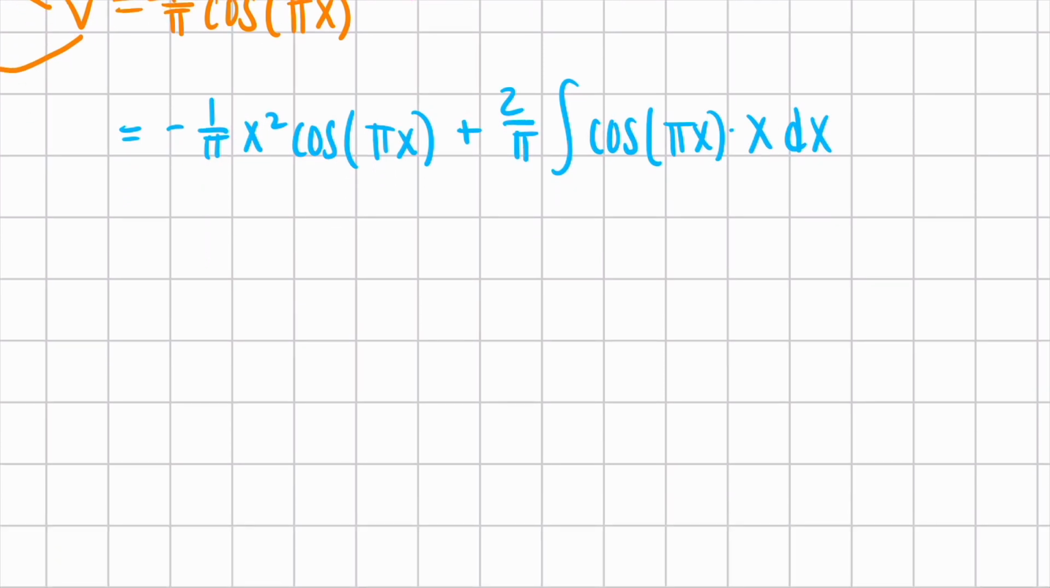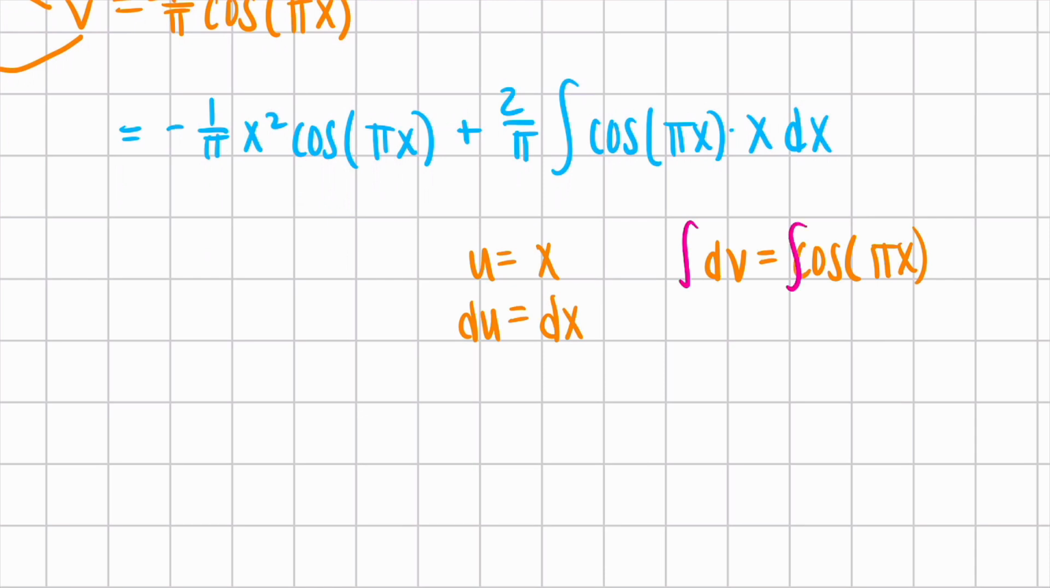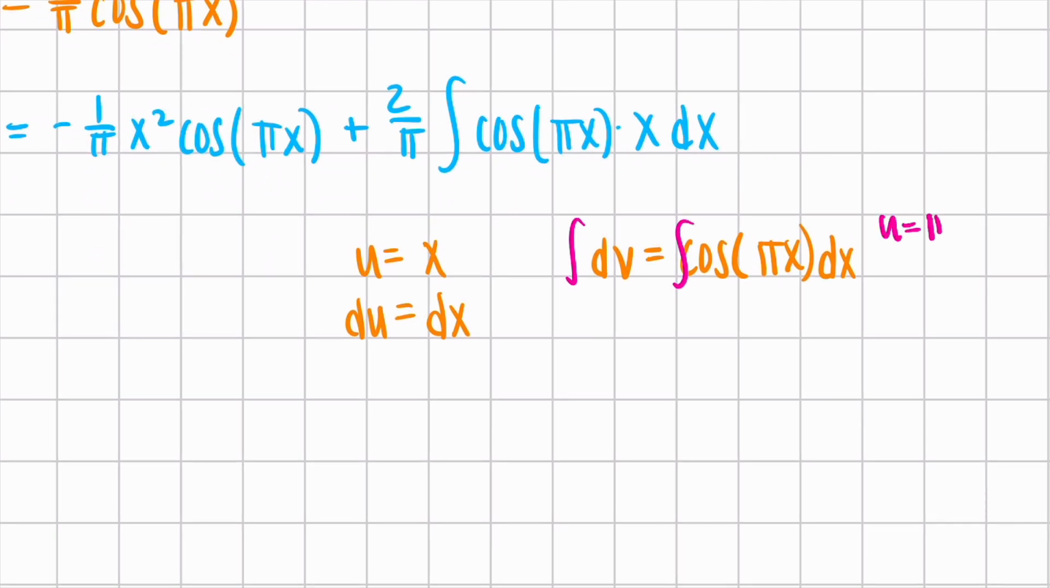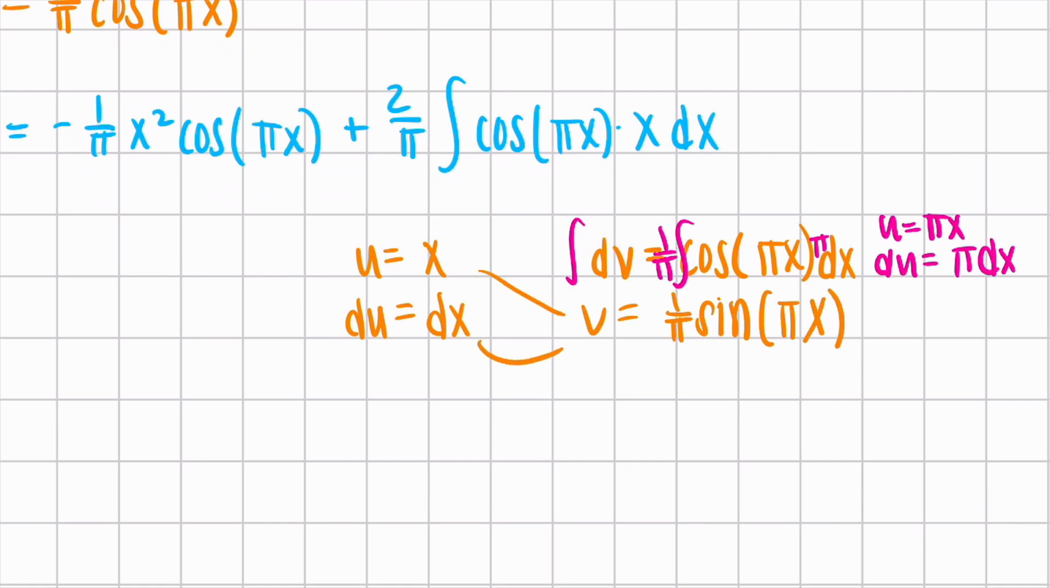So for my second integration by parts, I'm going to make u equal to x, dv equal to cosine of pi x. Same process as before, I want du, that's going to equal dx. And then when I integrate, this should be cosine of pi x dx. When I integrate both sides over here, I need to use u sub again, same u as before. So I need pi dx, which means I need a 1 over pi out front. So I get v equals 1 over pi. Integral of cosine is positive sine. So I end up with sine of pi x with the 1 over pi out front.